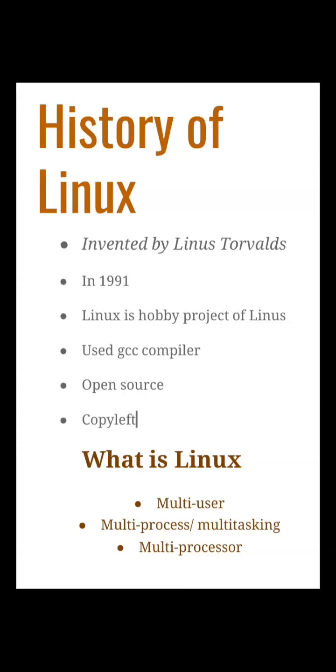The second point is multi-process or multitasking. What is multi-process multitasking? It allows for running multiple applications using primitive multitasking at the operating system level. That is called multi-process or multitasking.